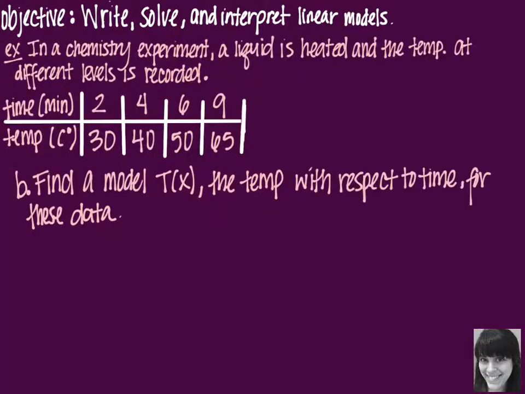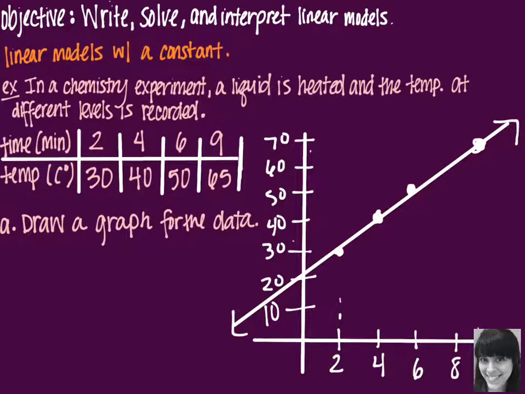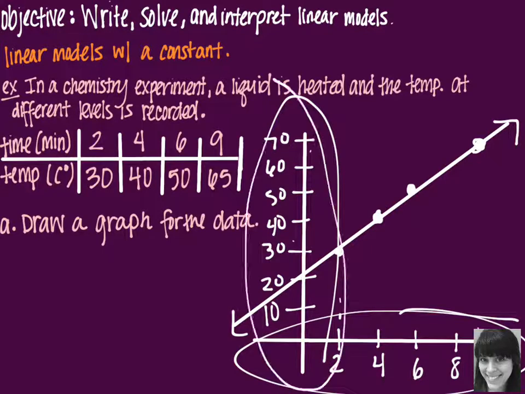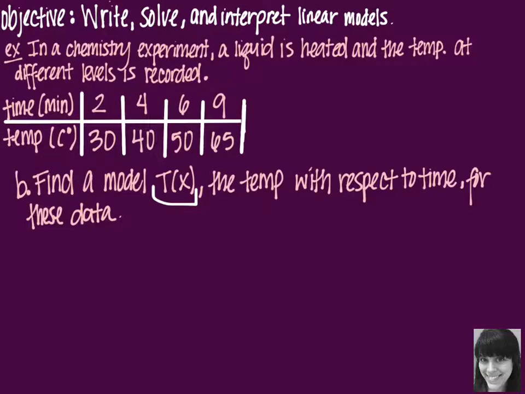So that was A. Now B says to find a model T of X, the temperature with respect to time. So that's what the T of X means, right? Temperature with respect to time. Time is going to be our X value, and temperature is going to be our Y value for these data. We already did that here. We already knew that the time was going to be our X value and the temperature was going to be our Y value.